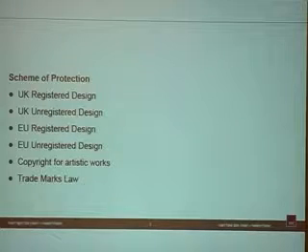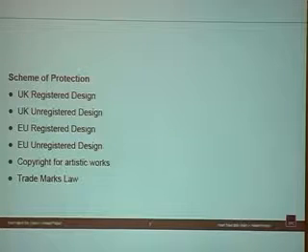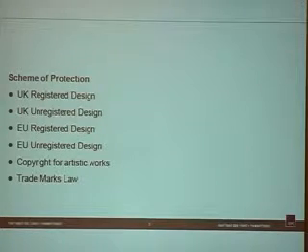So that's the scheme of protection. There is one other subject, and I'm not going to touch upon that, because I think Guillaume is going to deal with the issue of trademark and design interchange, so I won't bother about that. But trademarks are there in the background.